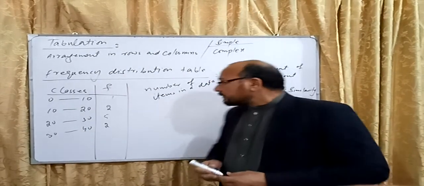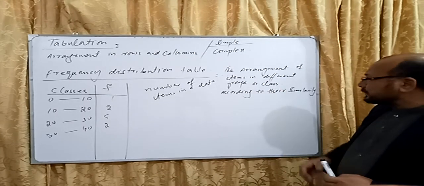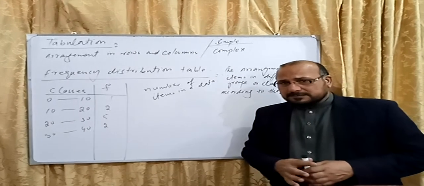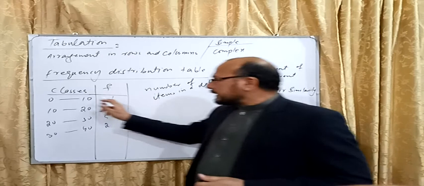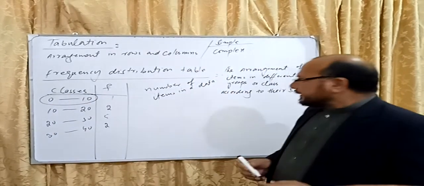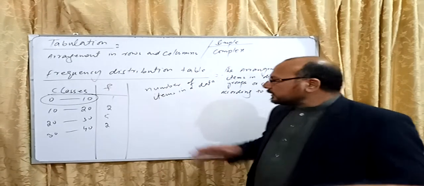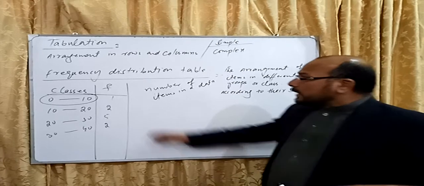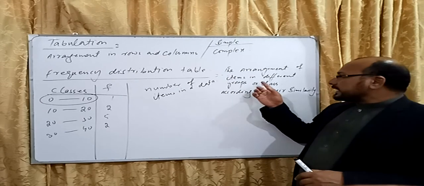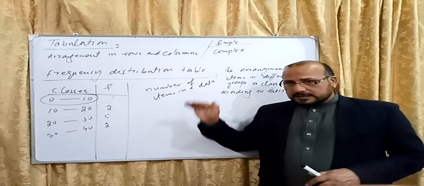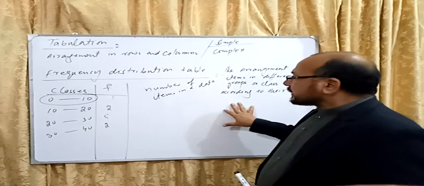This is called a frequency distribution table. A frequency distribution table is basically the arrangement of items in a data in different groups or classes. These are called groups, these are called classes. We will discuss the different components of frequency distribution in upcoming videos, but first you need to understand what frequency distribution is. It is the arrangement of items in different classes or groups according to their resemblance or similarity when we classify the data.